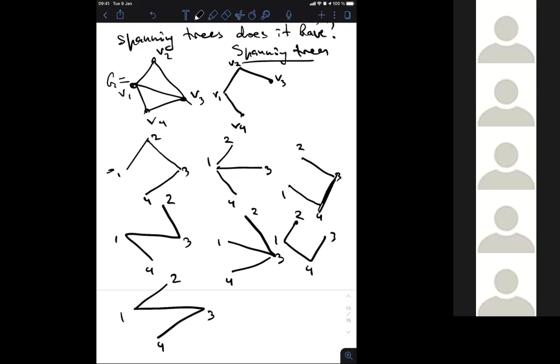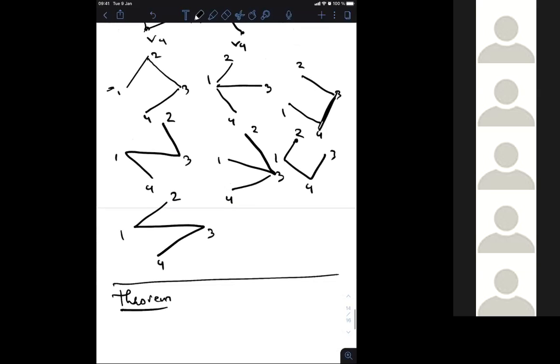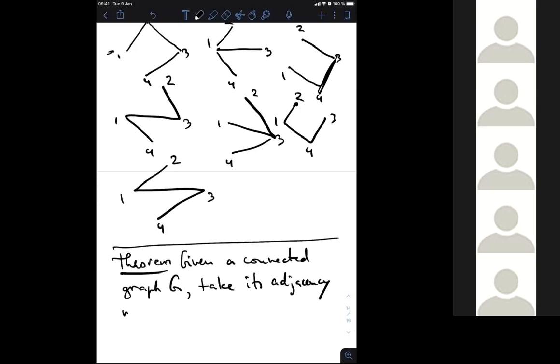What I want to say is that there is an excellent theorem by, what is his name? It will probably come back. It is as follows: the number of spanning... So given a connected graph G, take its adjacency matrix, A of G. It's called the matrix tree theorem.